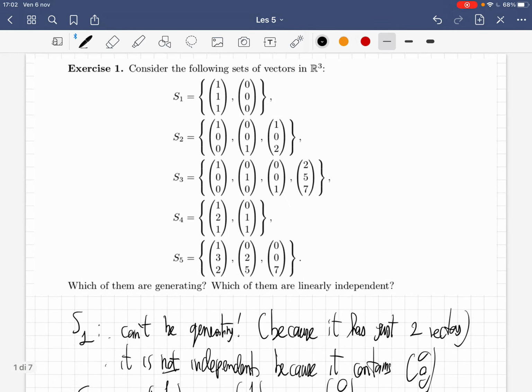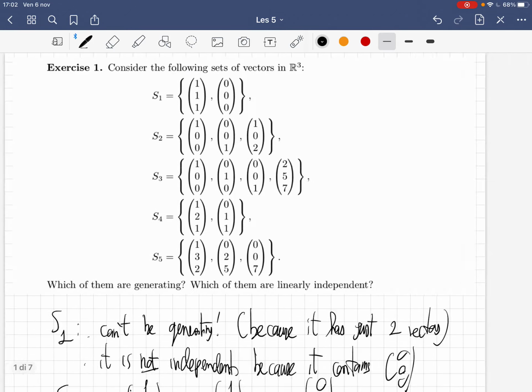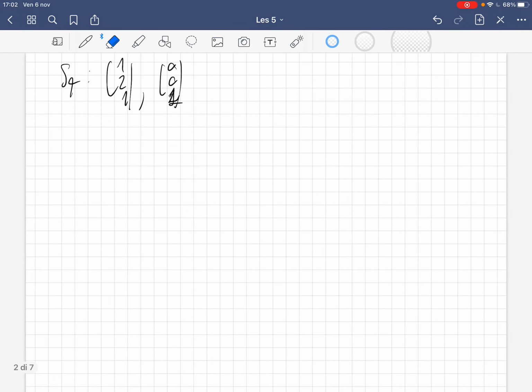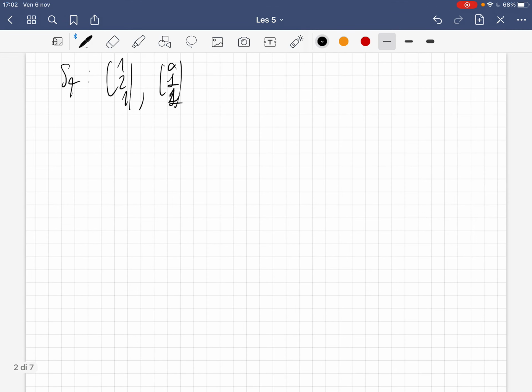So okay, let's go for S4, which is (1,2,1) and (0,0,1). Okay. So what about this? Well, let's just see. Fine. So let's first look. They can't be generating. They don't generate, because they are just two vectors in R3.